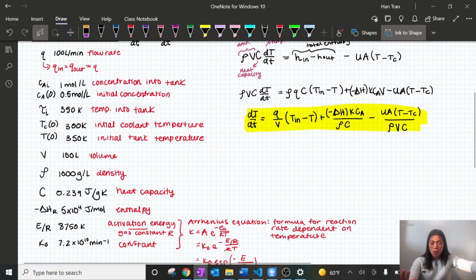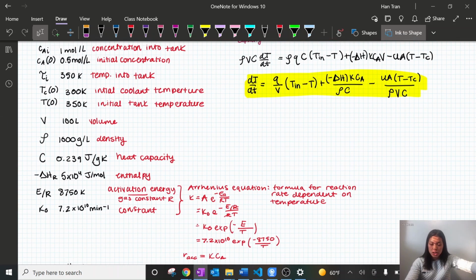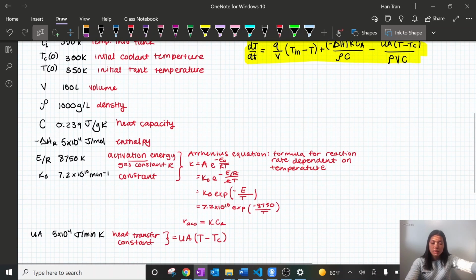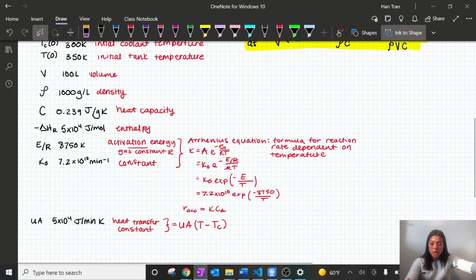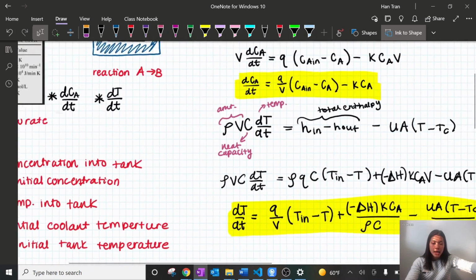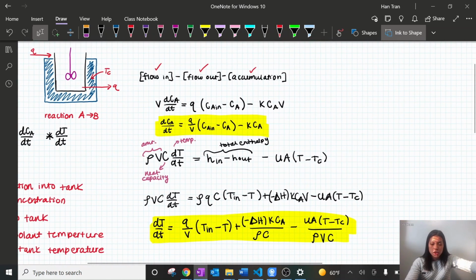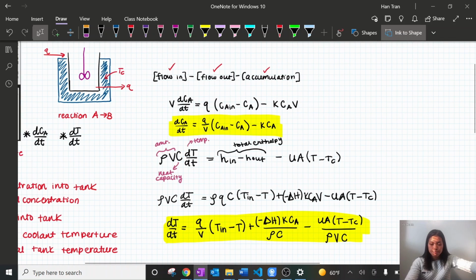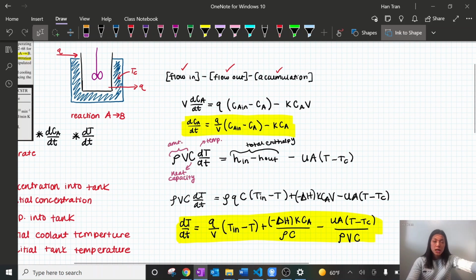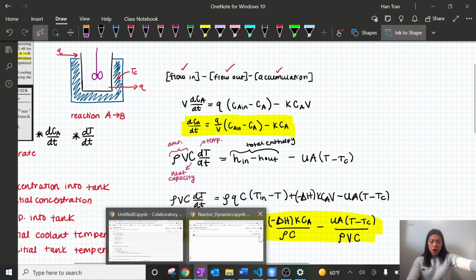And so what we did was we wrote out all of the parameters and what the parameters told us. So we had the flow rate given to us, the concentration in the tank, the initial concentration, the temperature of the tank, initial coolant temperature, initial tank temperature, volume, density, heat capacity, enthalpy of the reaction, activation energy over a gas constant R, and a constant of the Arrhenius equation, and then also the heat transfer constant. And we used all that information to write out our two differential equations here. And so we're going to use all this information, and we're going to head on over to Colaboratory.